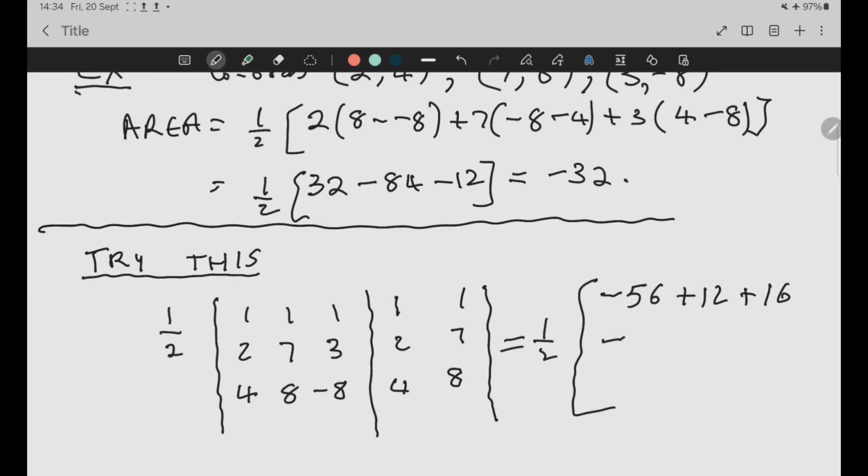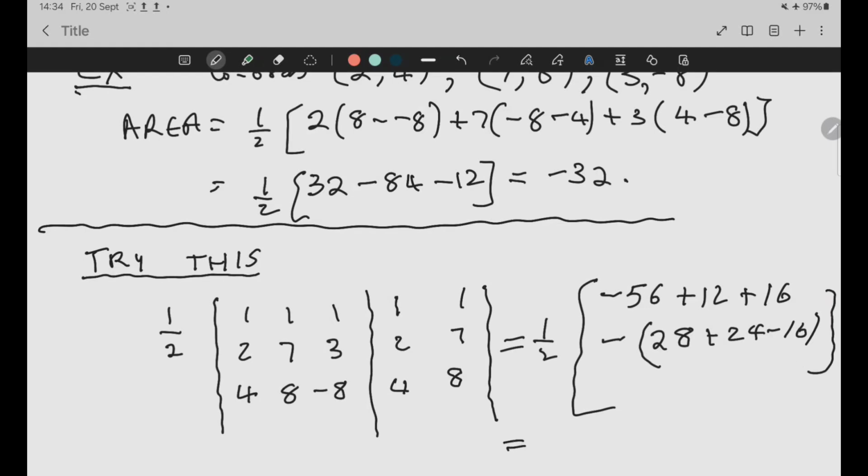Then I'm going to write a minus sign and put another bracket here. And this time I'm going to start at the bottom left with the 4 and go diagonally upwards. So that's 4 times 7 times 1, which is 28. And then 8 times 3 times 1, which is 24. And lastly, minus 8 times 2 times 1, which is minus 16. Let's see what that all works out to.